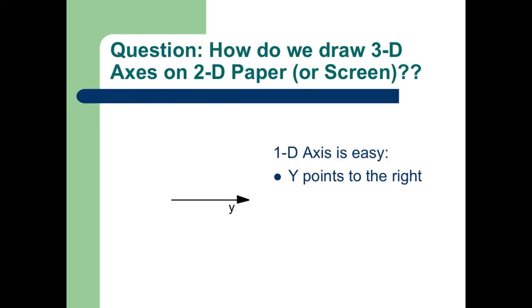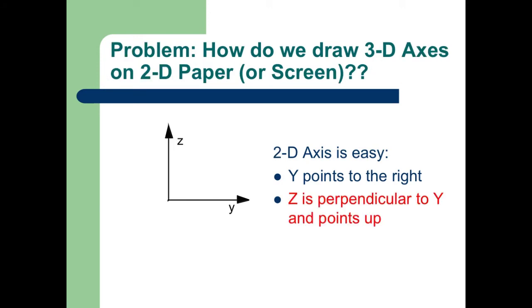What I want to do is talk about how we're going to draw 3D axes on 2D pieces of paper or on a screen in such a way that we can all agree on what's in front of what, what direction everything is in, etc. So if we want to just draw a 1-dimensional axis, that's pretty easy, right? Here's an axis that I've labeled Y. Y clearly points to the right.